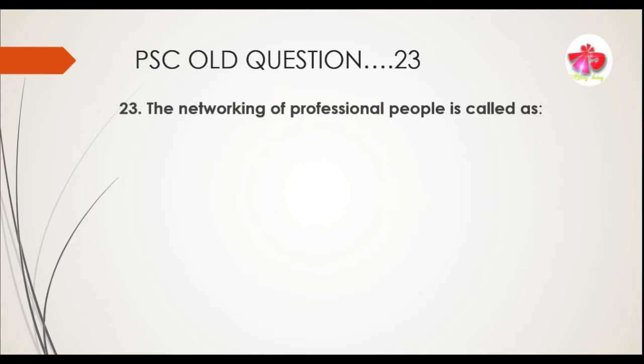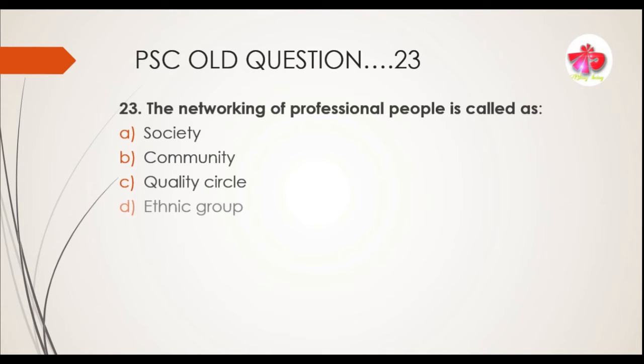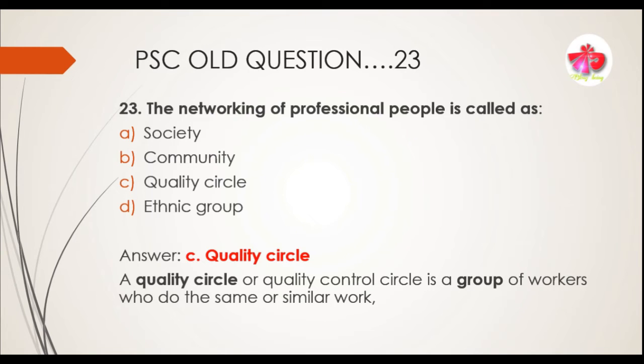Question number 23. The networking of professional person is called option A, society, option B, community, option C, quality circle, and option D, ethnic group. So friends, the networking of the professional people is called quality circle. Option C will be the correct answer here. A quality circle or quality control circle is a group of workers who do the same or similar works.